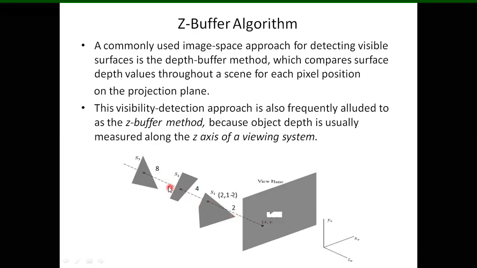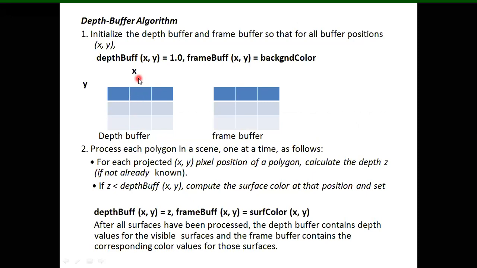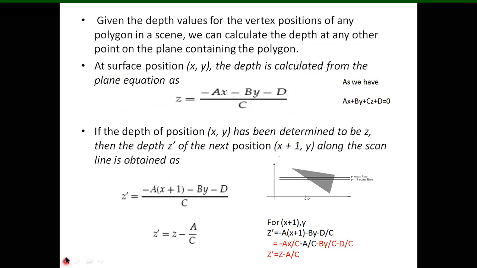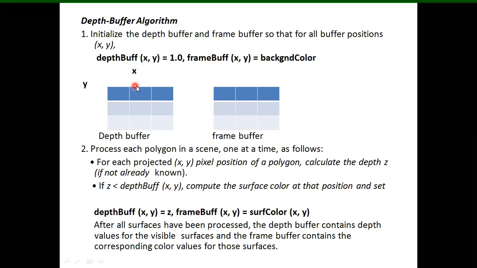So for each of the surfaces, I will compare the z values. Wherever z becomes less, that z value I will add to my frame buffer. For each x, y I will add that value to the frame buffer, and those pixel positions x, y and the z values will be the front faces. That is what they do.